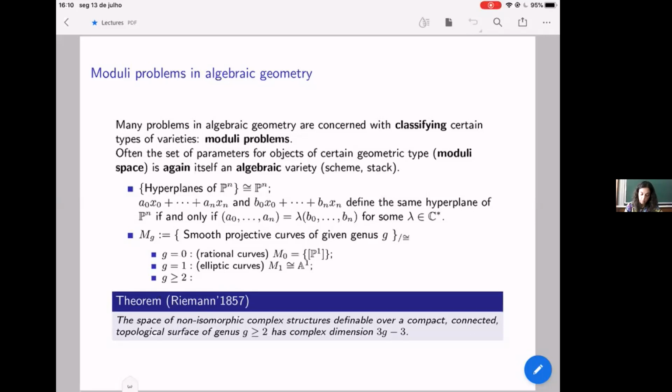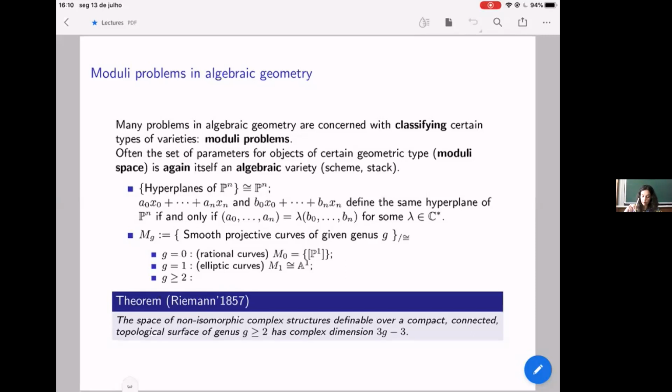And then if we move to genus 1, we also see that an elliptic curve, so a genus 1 smooth curve, is defined by the j-invariant. So we can think of the moduli space of curves of genus 1 as just an affine line. So this is an algebraic variety which will be giving a parameterization for our moduli space M1, more or less.